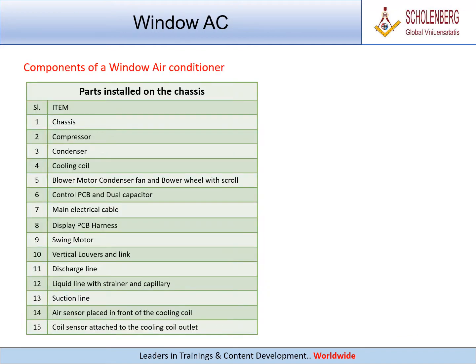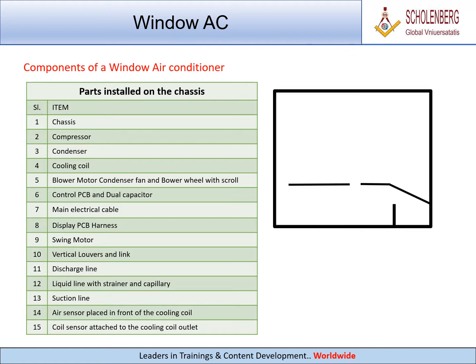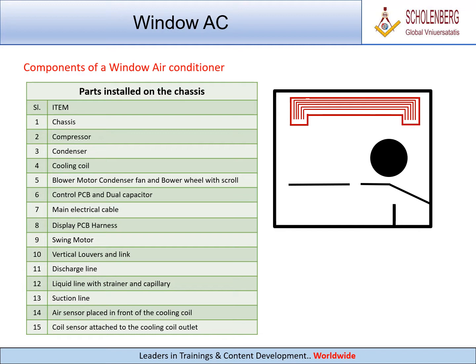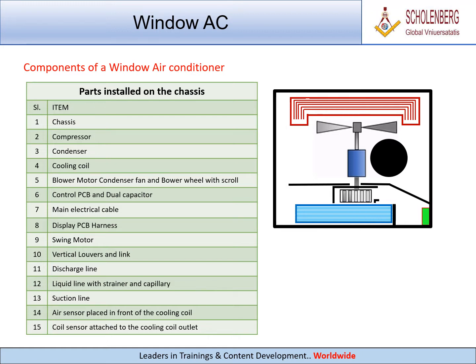Components of a window AC. Parts installed on the chassis. 1. Chassis. 2. Compressor. 3. Condenser. 4. Cooling coil. 5. Blower motor, condenser fan and blower wheel with scroll. 6. Control PCB and dual capacitor. 7. Main electrical cable.